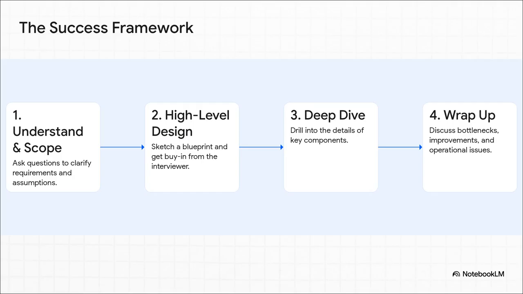And the perfect antidote to the be-like-Jimmy problem is having a process. This 4-step framework is your secret weapon. It literally forces you to be methodical. See? First, you understand and scope. Then, you propose a high-level design. And only then do you get into the deep dive details before you wrap up. It's basically a roadmap that stops you from jumping ahead.